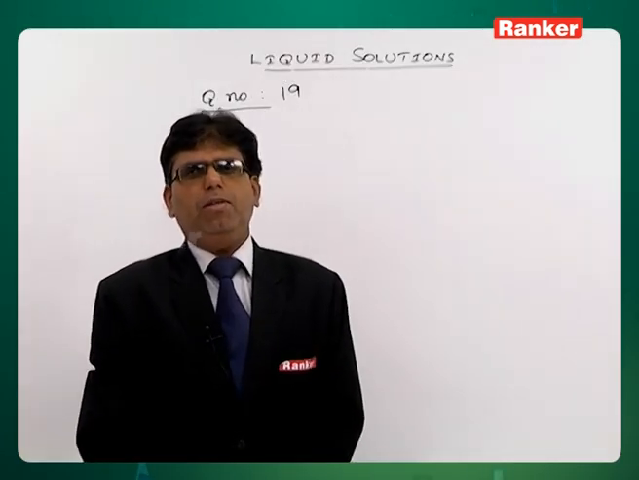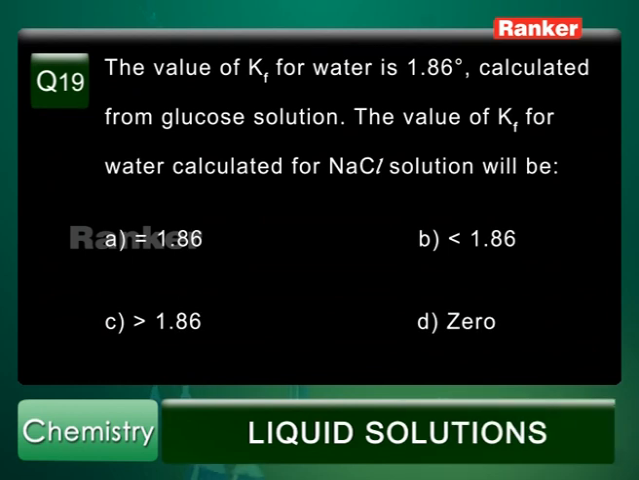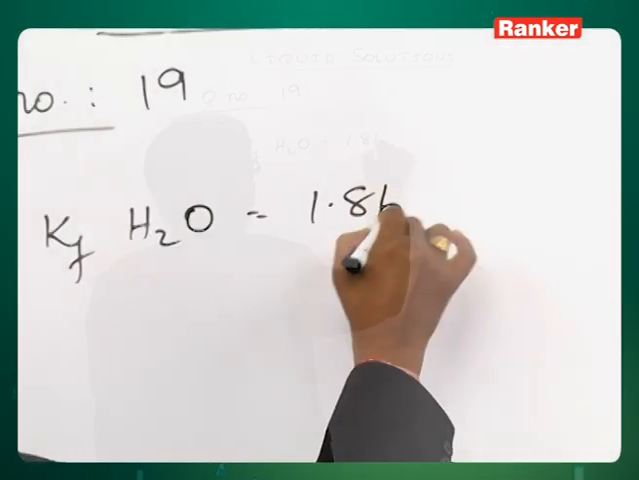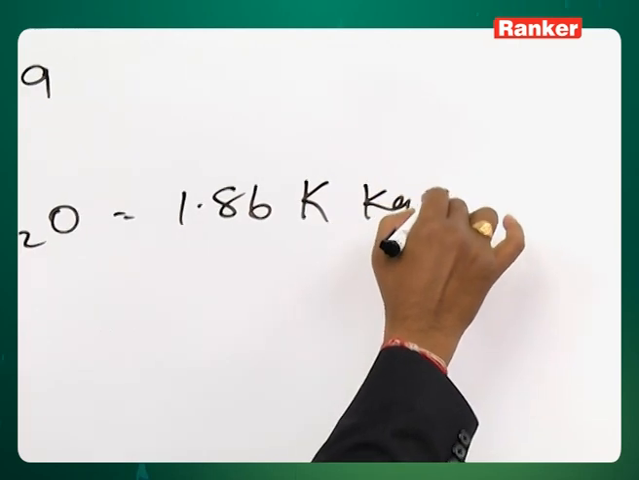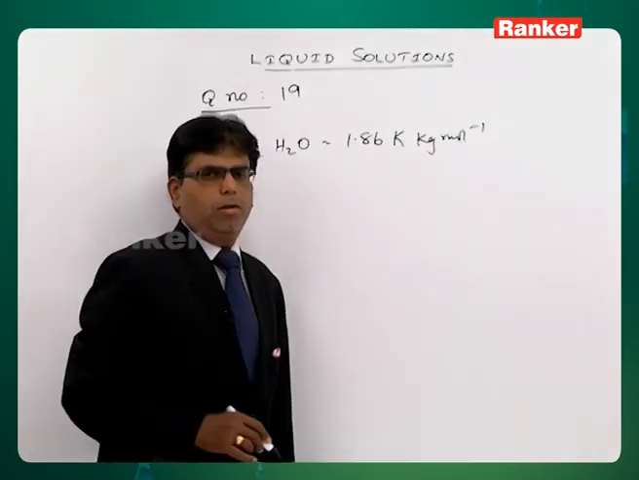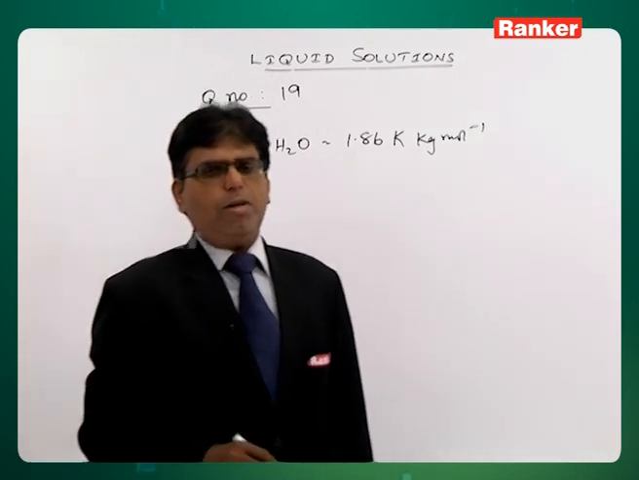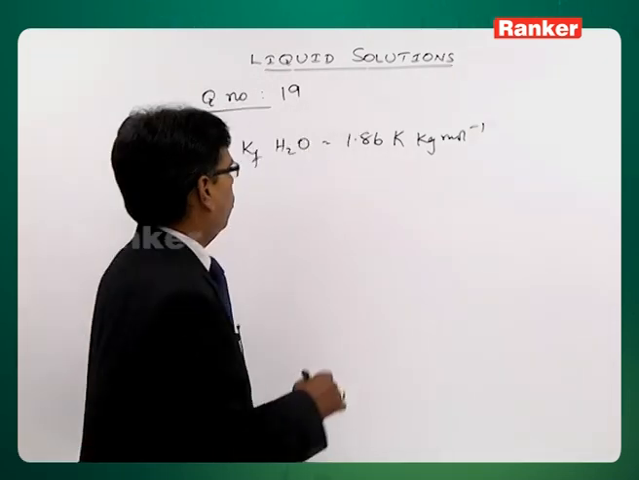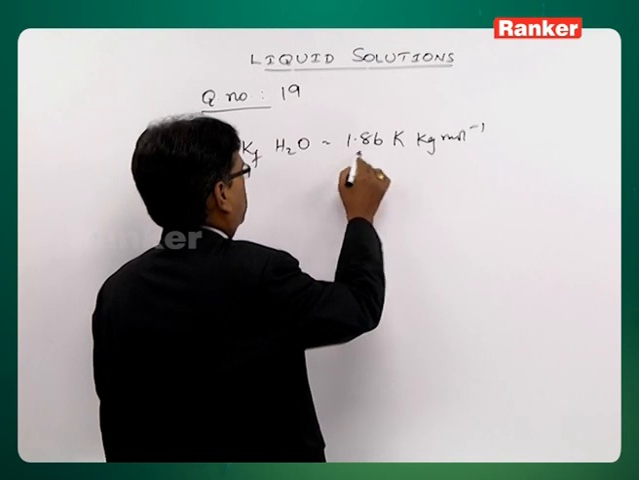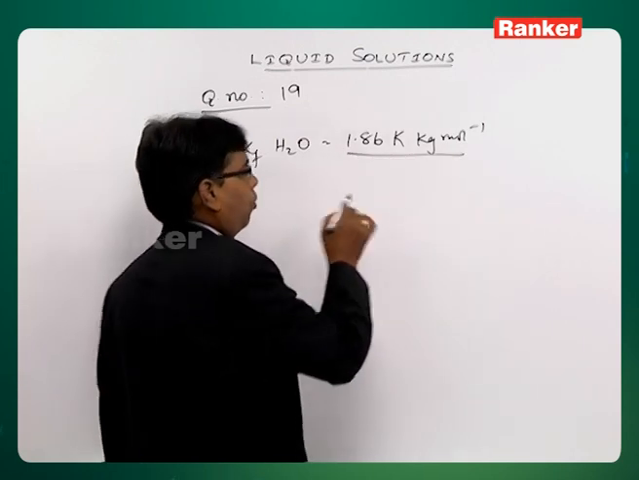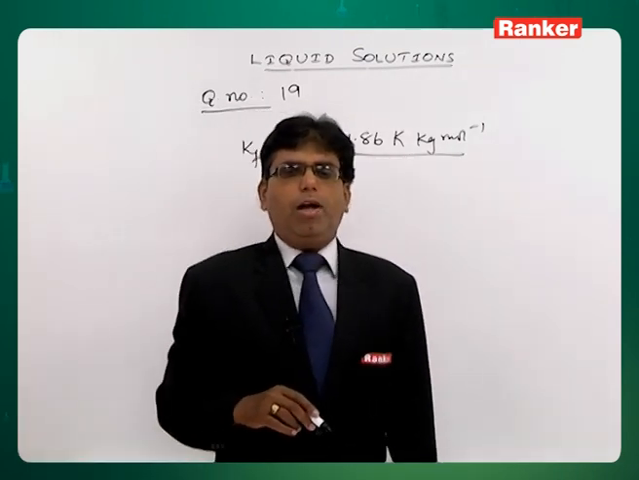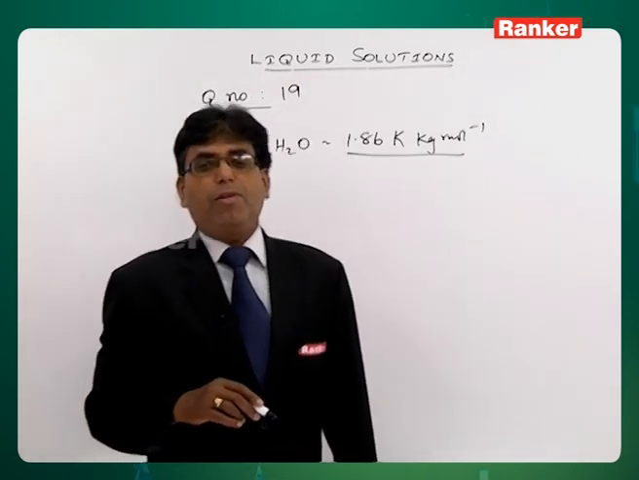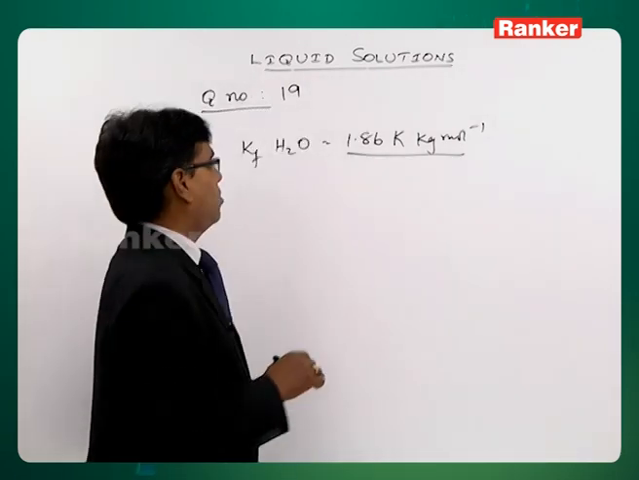Now, let us go to question number 19. The value of Kf for water is 1.86 Kelvin kg per mole. This is the one that is calculated from glucose solution. Then the value of Kf for water calculated from NaCl solution.